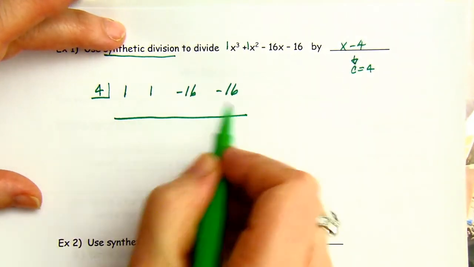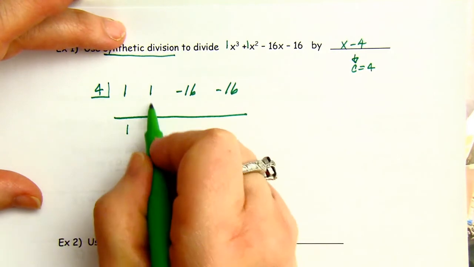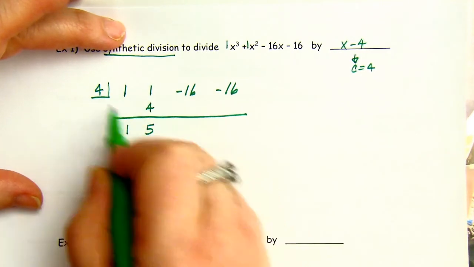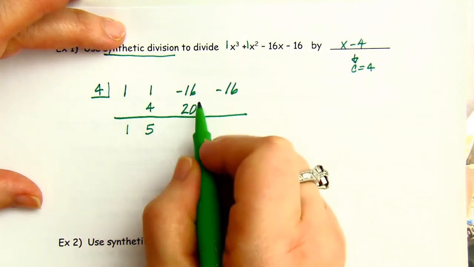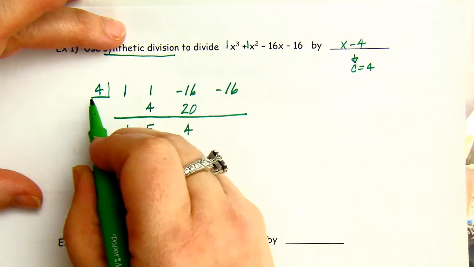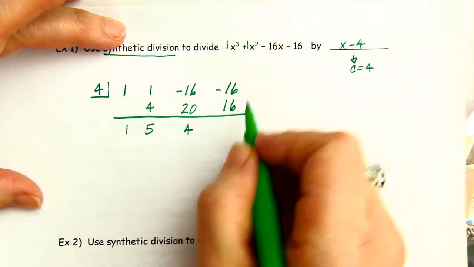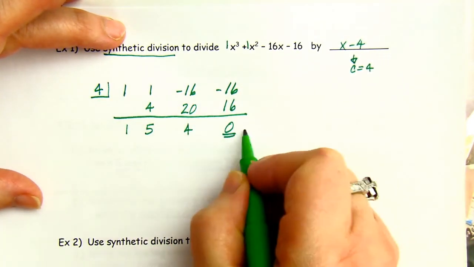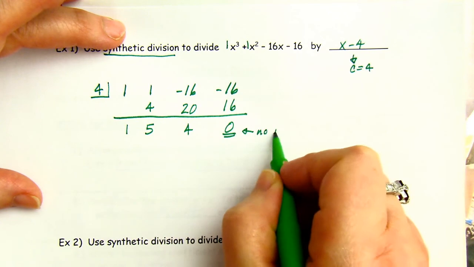Put my tally bar, drop the 1. 4 times 1, 4. 1 plus 4, 5. 4 times 5, 20. Negative 16 plus 20, 4. 4 times 4, 16. This is a 0. This means no remainder.